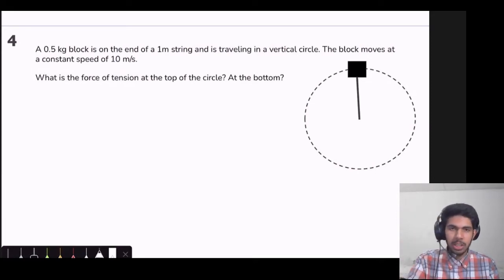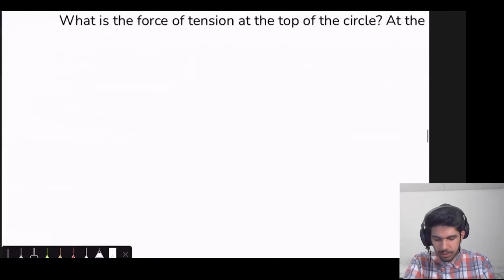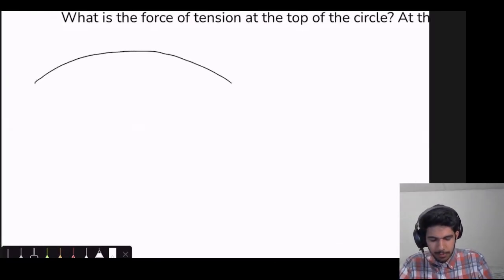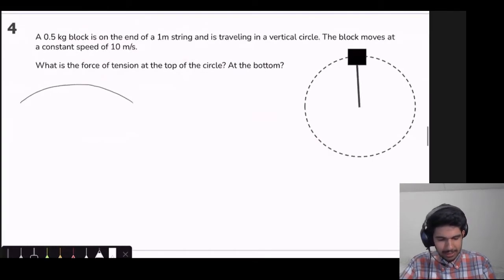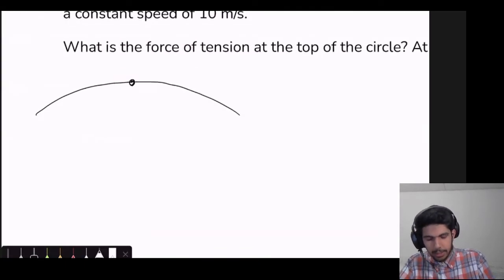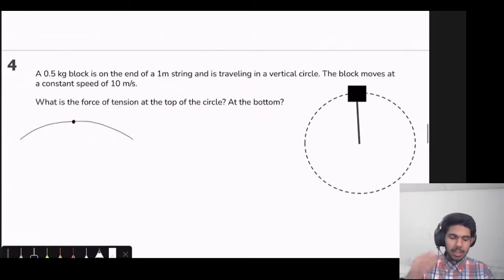Well, we're looking at forces, so whenever there's a force problem, it's always a good idea to draw our free body diagram. So let's zoom in a little bit here, and I'm just going to draw the top part of the circle, right? So what I just drew is that top part right there. And now I'll just use a dot to represent our block, just to keep it easy. So at the top, what are the forces being applied on that block?